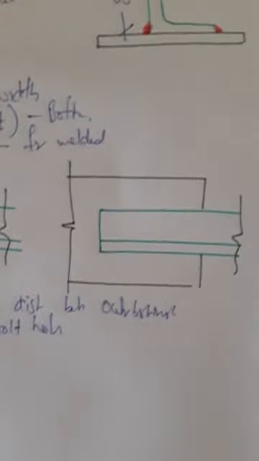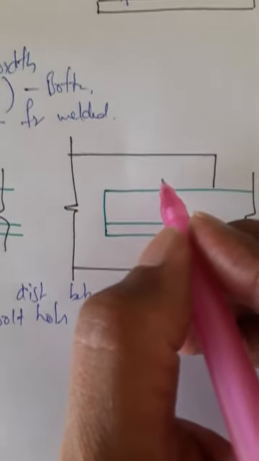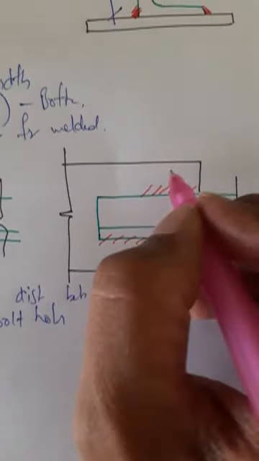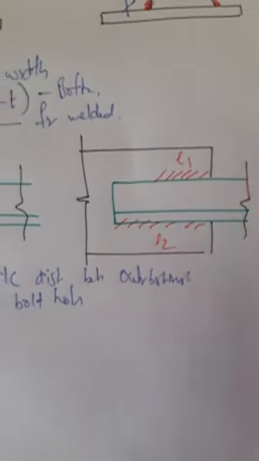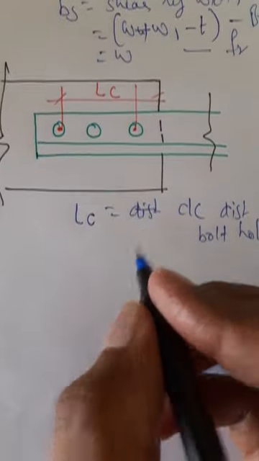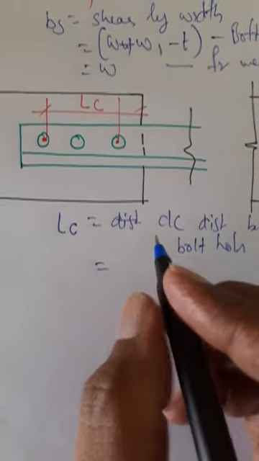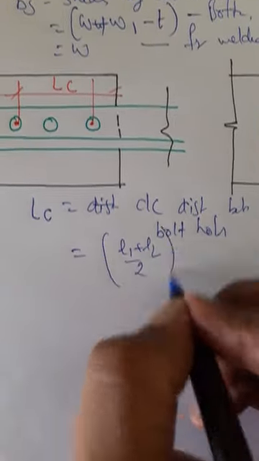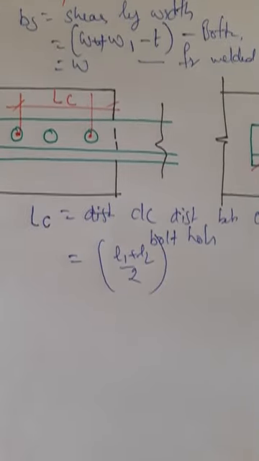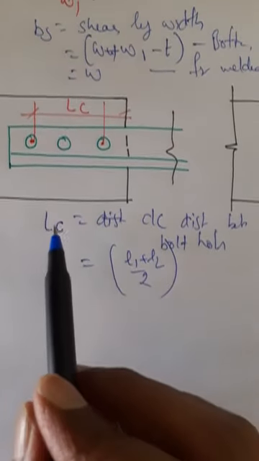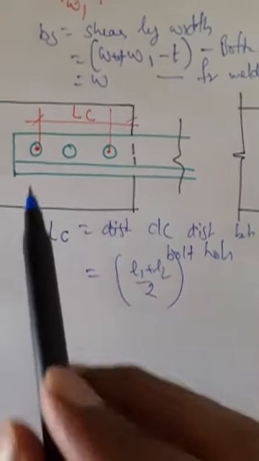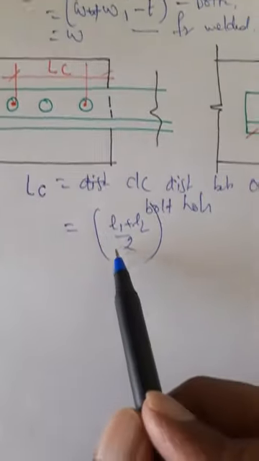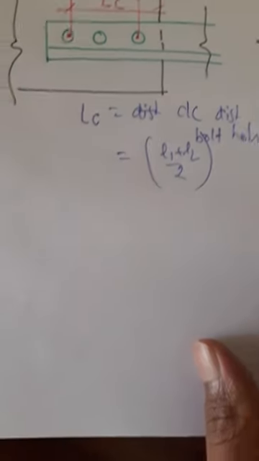Now similarly, for the case of a welded connection, say unequal welding is there. Here welding is this much and this welding is say L1, L2. In the case of welded connections, LC is given as (L1 plus L2) by 2, the average of the welds. So LC is, for a bolted connection, the center to center distance between the two outermost bolts. In the case of a welded connection, it is the average of the two welds.